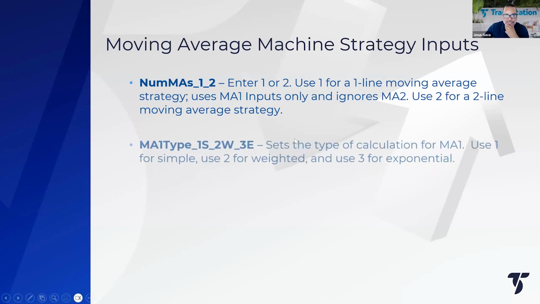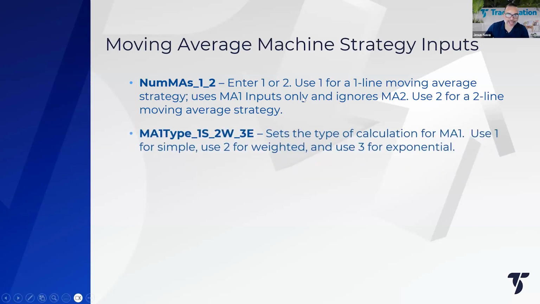The next input is the type. What is the type of that moving average, at least moving average 1? So the type is either 1 for simple, 2 for weighted, or 3 for exponential. Depending on which type you need, you're going to have to enter the number 1, the number 2, or the number 3. Do not enter 1S or 2W because it won't recognize that. You just need to enter the number: 1 for simple, 2 for weighted, 3 for exponential.